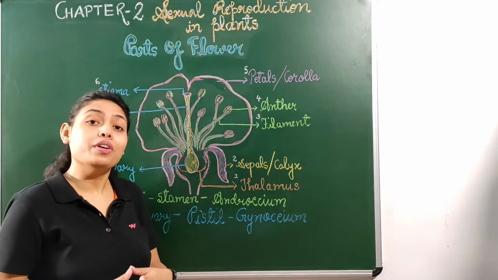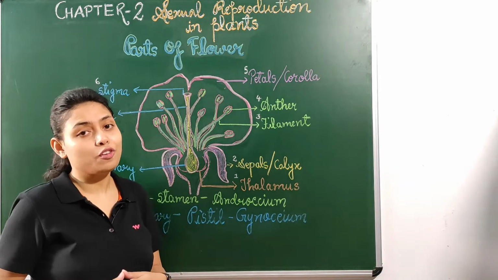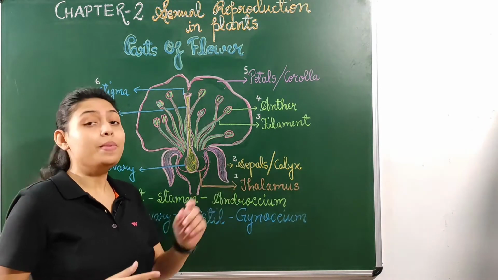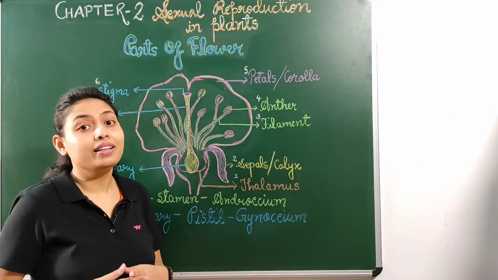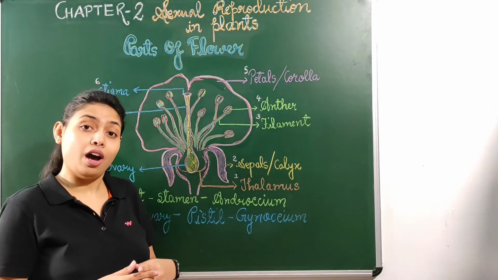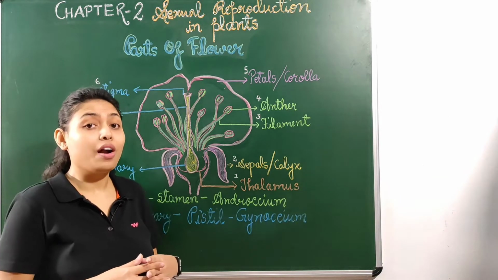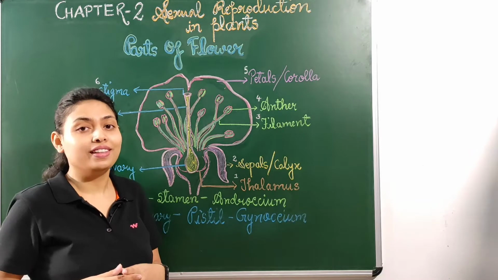Thalamus. The central axis of a flower or base of a flower is known as thalamus. Sepals. Sepals are green in color and protect the flower during the bud period. As sepals are green, they show photosynthetic nature.